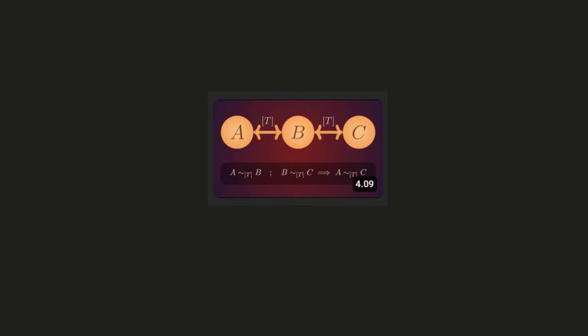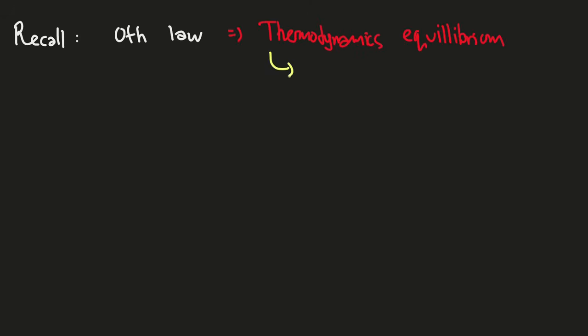Done? Then let's go. Recall the zeroth law of thermodynamics, which tells you that if there is thermodynamic equilibrium, then the temperature for system A equals the temperature for system B, and so on. If there is system C, then system C has the same temperature too.